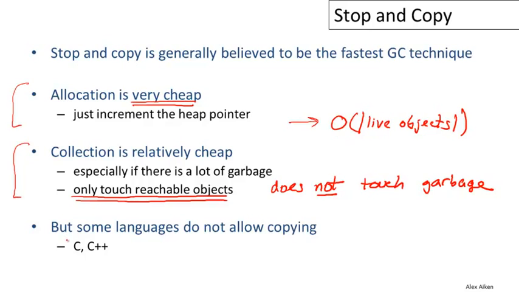Now, of course, the downside of stop and copy is that it moves the objects. And some languages, in particular C and C++, can't allow you to move objects because the address in which an object lives is actually visible, exposed in the program, and is part of the semantics of the object. And so there, you really have to use mark and sweep because you're not allowed to move anything.